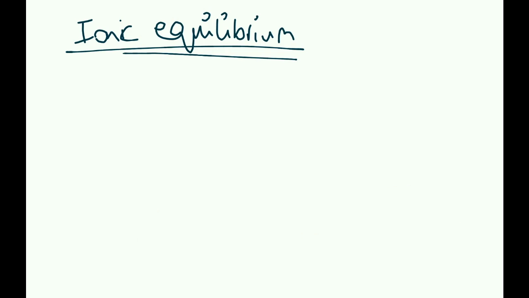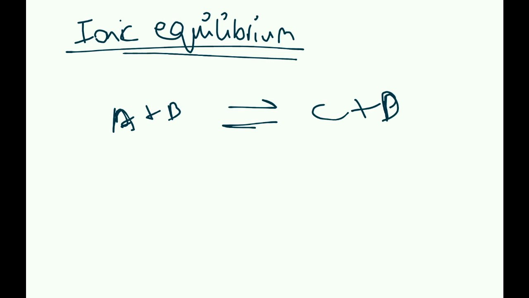So hey everyone, today we're going to talk about ionic equilibrium. Now, I'm pretty sure all of you know what chemical equilibrium is. You say A plus B is in equilibrium with C plus D. And you have stuff like Le Chatelier's principle and all that stuff, right? Now, ionic equilibrium is basically the same thing but for ions, alright?